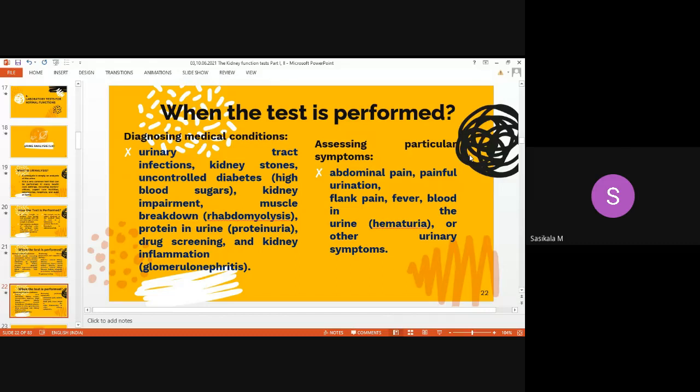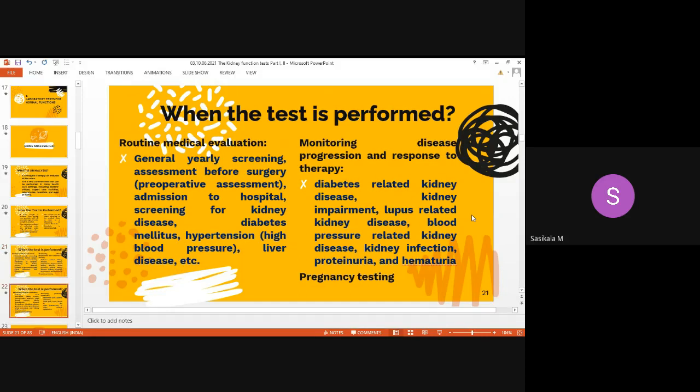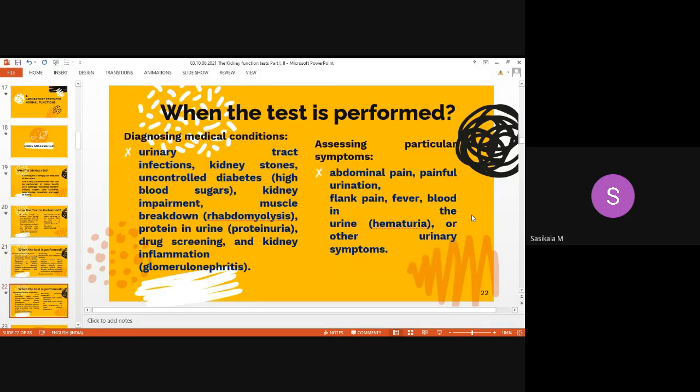Then assessing particular symptoms. We can even assess the symptoms of any kind of disease by urinalysis. So what are the symptoms? Abdominal pain, painful urination, flank pain, then fever, blood in the urine, hematuria, or other urinary symptoms can all be assessed by urinalysis. So these are the 5 conditions where the urinalysis test needs to be performed for any patient.